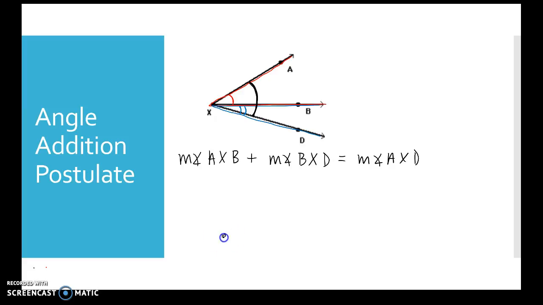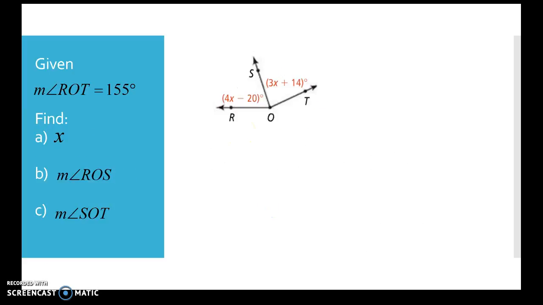Okay, this should look vaguely familiar to our segment addition postulate that said if B was between A and C, then the length of AB plus the length of BC will give us the length of the entire segment. So now we're talking about angle addition postulate as well. Okay, let's do a couple examples of these. Take a minute and pause the slide. Copy down the example for me.